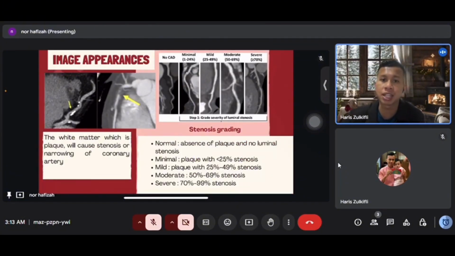Okay, for image appearance, as you can see in the left image, the white matter is plaque, which will cause stenosis or narrowing of the coronary artery. And at the right, you will see that there are five types of images. From the left one, you will see it is normal, the absence of plaque and no luminal stenosis. The next one is minimal, which means plaque with less than 25% stenosis. The middle one is mild, which is plaque with 25 to 49% stenosis. The next one is moderate, which means 50 to 69% stenosis. And the last one on the right side is severe, which means 70 to 99% stenosis.